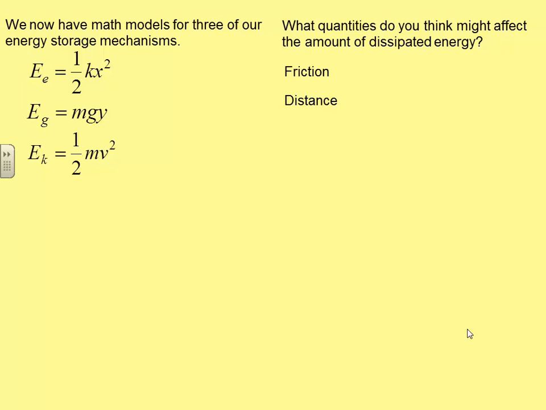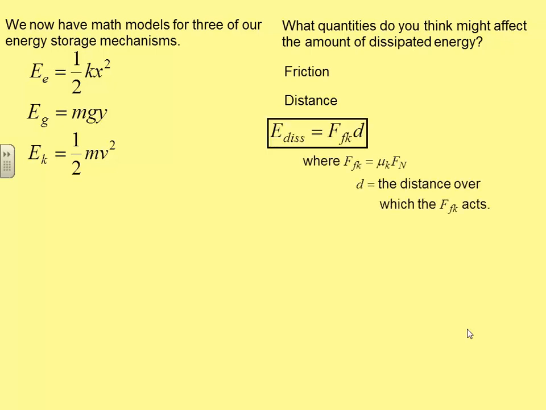Think about if you were pushing a box across the floor. If you pushed it halfway across the room, you would dissipate a certain amount of energy. But if you pushed it all the way across the room, there'd be more rubbing going on between the box and the floor, and therefore more energy dissipated. So the distance that you move that box or slide that box is also going to be a factor. Now, as you might imagine, the equation is really just the straightforward force of kinetic friction times the distance.